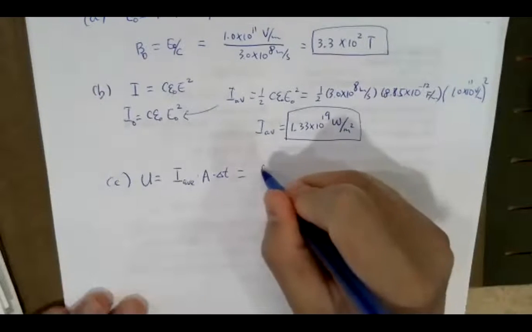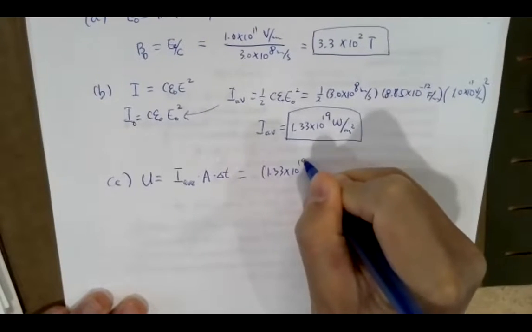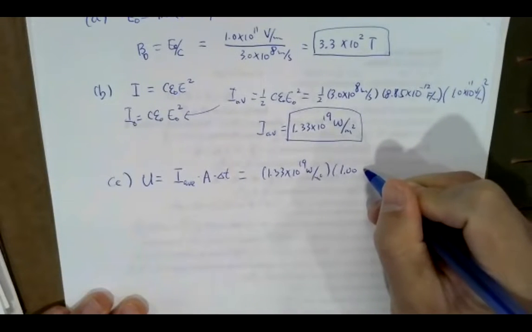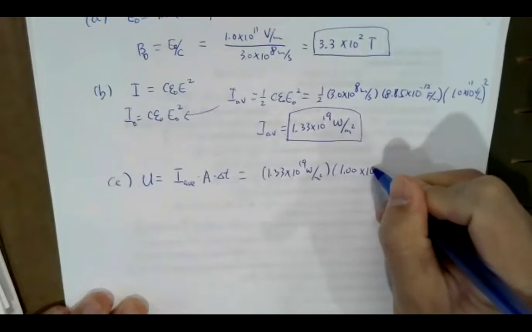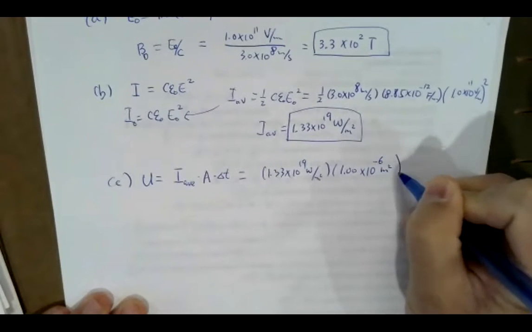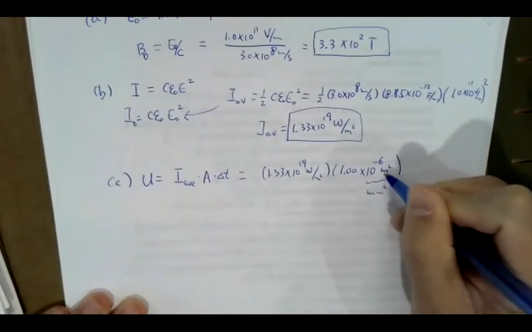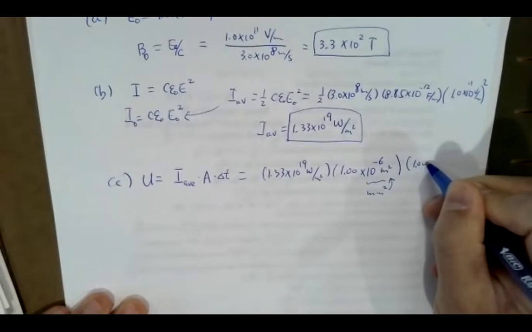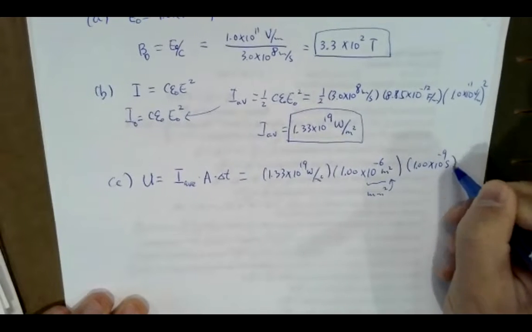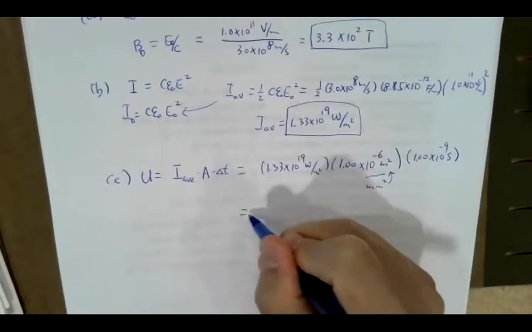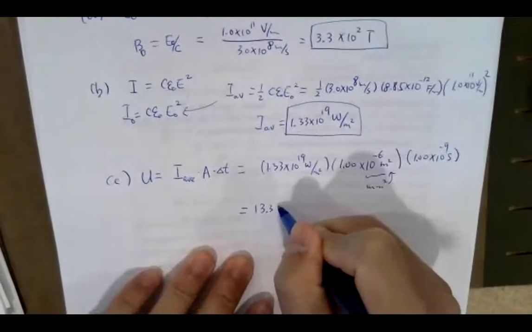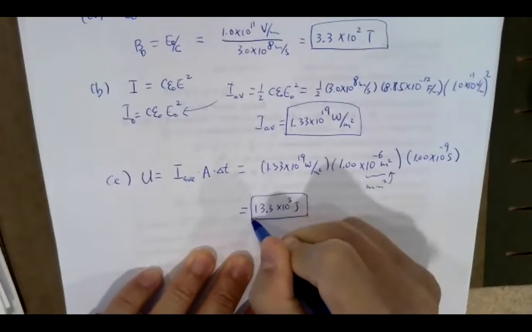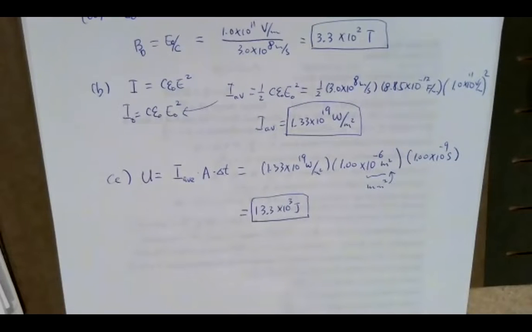So we can calculate that: 1.33 times 10 to the 19 times the area, 1.00 times 10 to the minus 6 square meters, which is converted from square millimeters to square meters, and then 1.00 times 10 to the minus 9 seconds, the nanoseconds. So it's 13.3 kilojoules, times 10 to the 3 joules. That's a lot of energy being delivered to a small area.